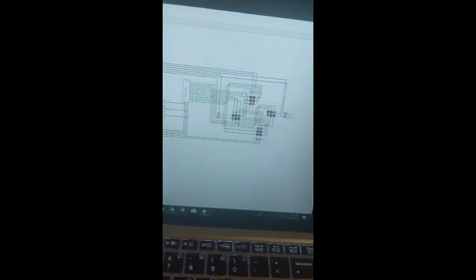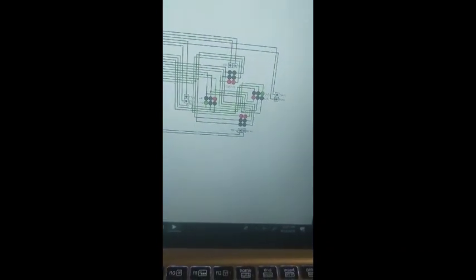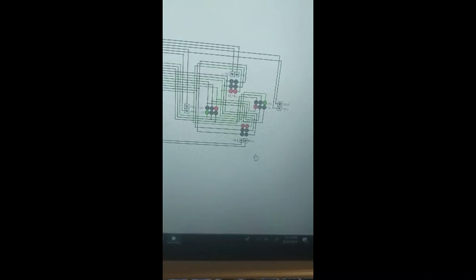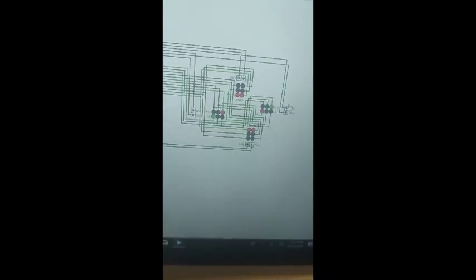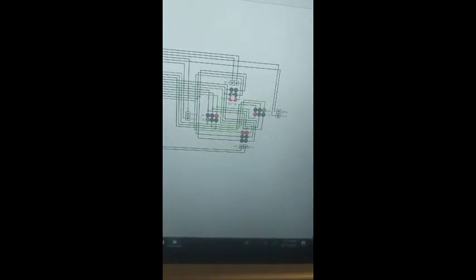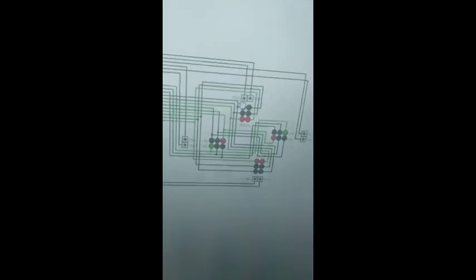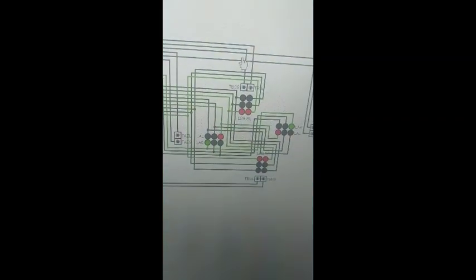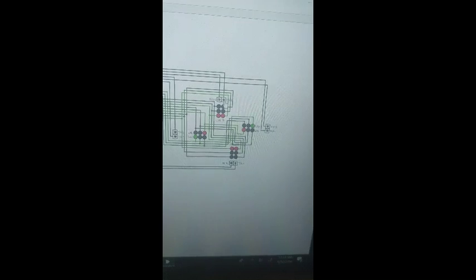Here is my intersection. As you can see, these pins represent whether or not there is traffic coming in that direction. So over here we have traffic coming down on Bravado south and wanting to go straight, and over here we have traffic going down on Bravado and wanting to turn left.